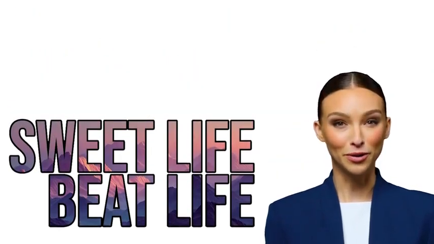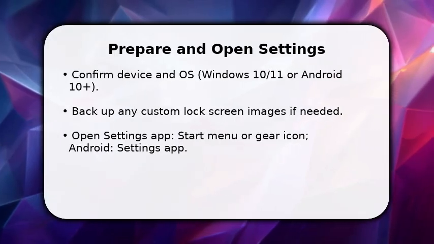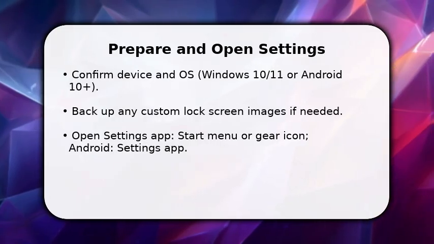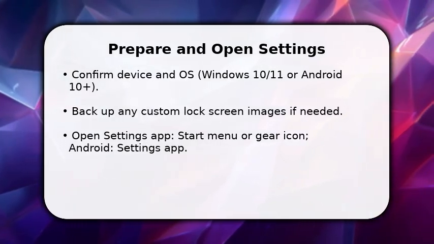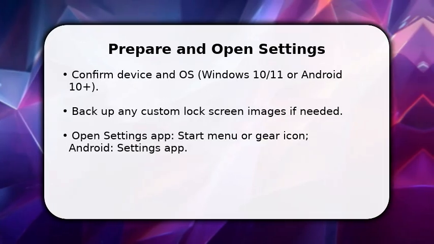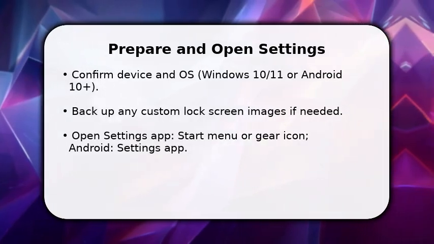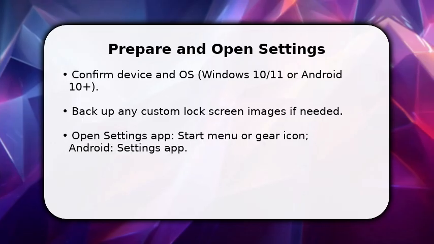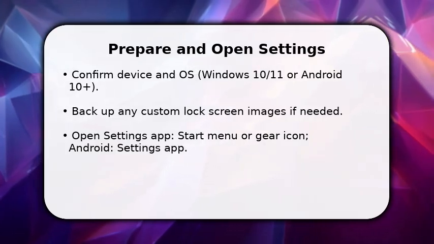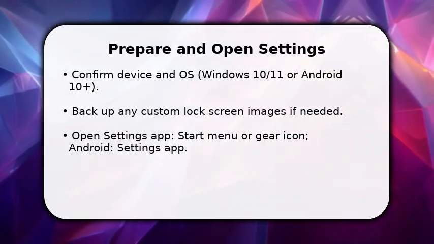We hope this video helps. You start by confirming your device and operating system so you change the right settings. On Windows, use the Start menu and click Settings. On Android, open Settings and search for Lock Screen. Once done, make sure you have any custom wallpaper backed up because some changes revert images.